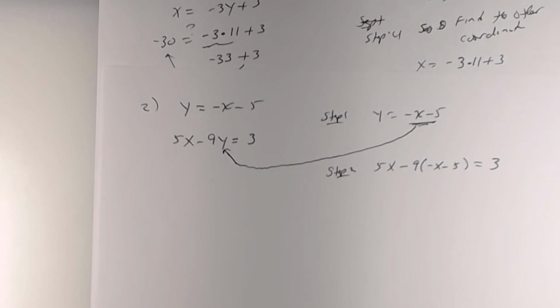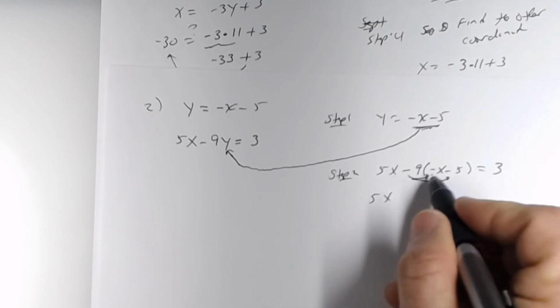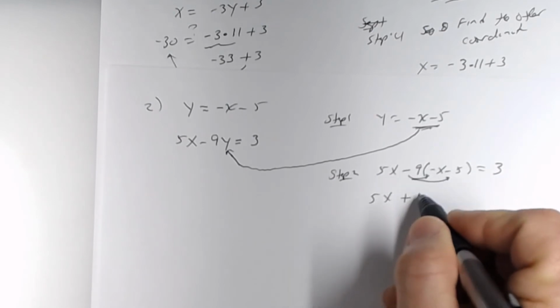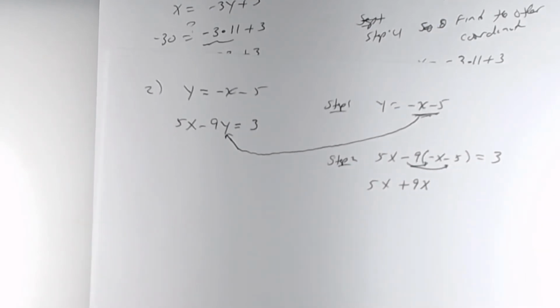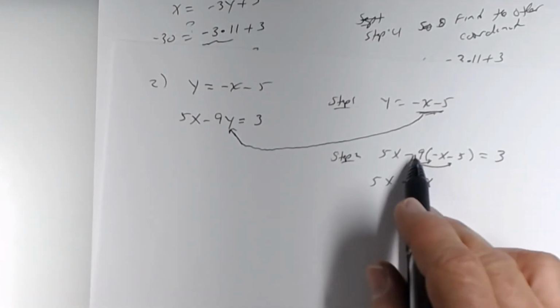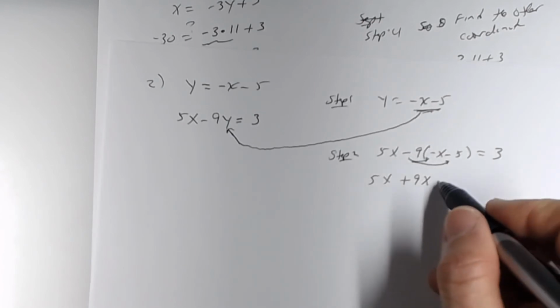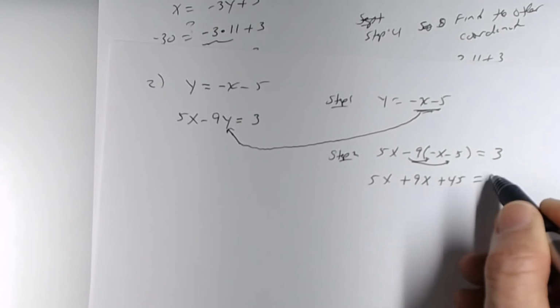So notice I end up with a linear equation in one variable, and I have experience solving that kind of equation. What's the next step? Distribute what? Negative 9. Okay, negative 9. So I get 5x, a negative 9 times a negative x is a positive 9x. Notice all kinds of places you can mess up if you're not careful. A negative 9 times a negative 5 is a positive 45 equals 3.